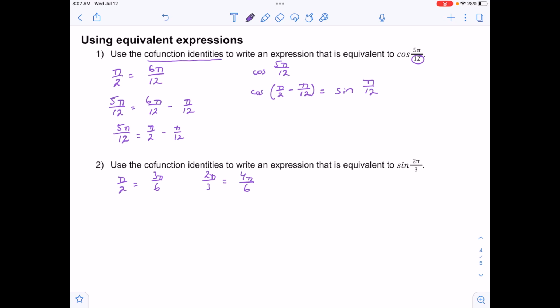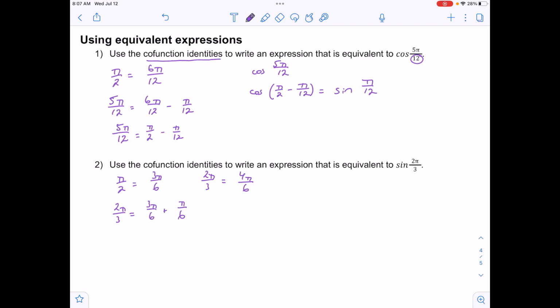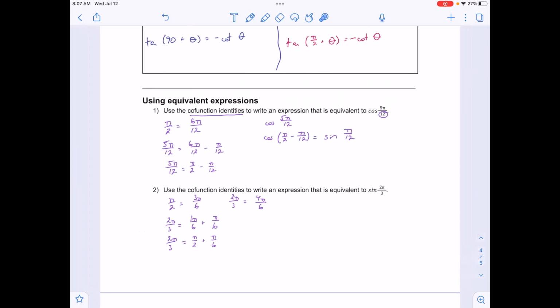Aha! So 2 pi over 3 is the same thing as 3 pi over 6 plus pi over 6, right? Because we said 2 pi over 3 is 4 pi over 6, and how do we get that? We have a 3 pi over 6 plus a pi over 6, and a 3 pi over 6 is just saying pi over 2. So we've got a plus sign here. We've got our pi over 2 plus something. That's our Q2. All of our Q2s have a plus sign.